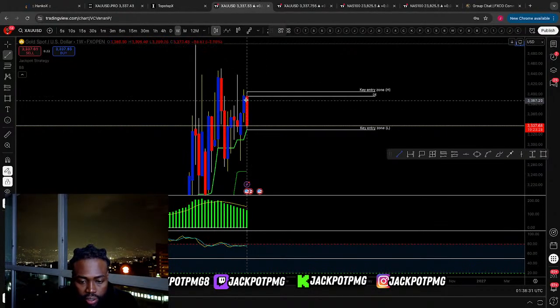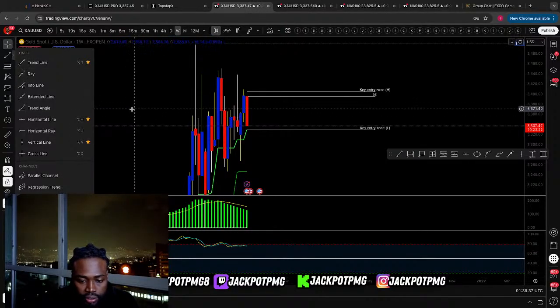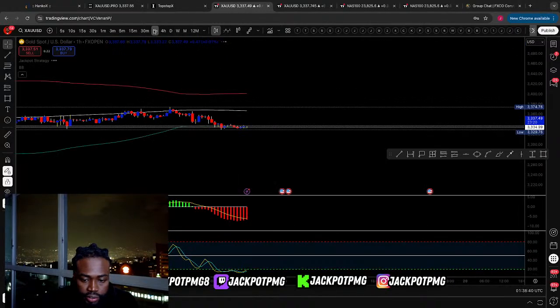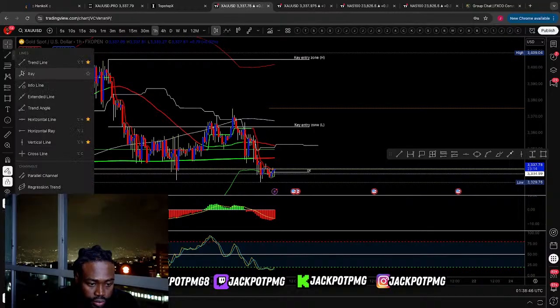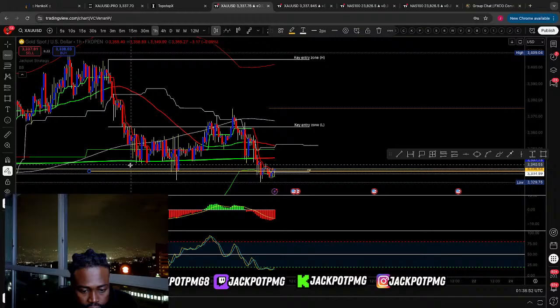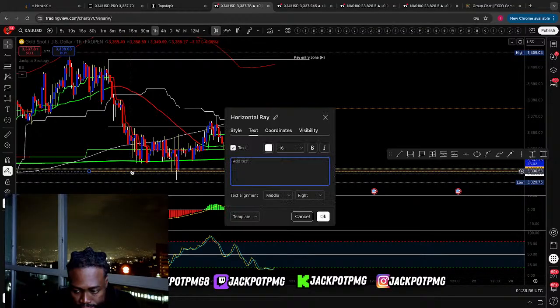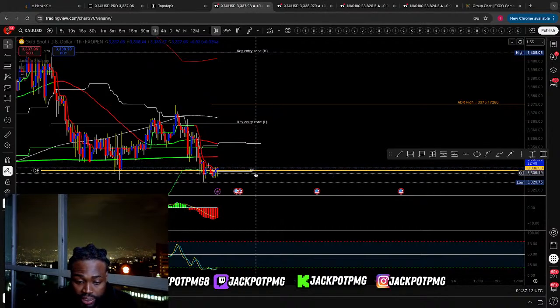So here, I don't even want to do a trend line. I'm just going to mark daily entry because that's about where daily entry is at. Let me just do it right here. Daily entry. Boom. And I like to put my daily entry gold. That's why I'm gonna cash out.